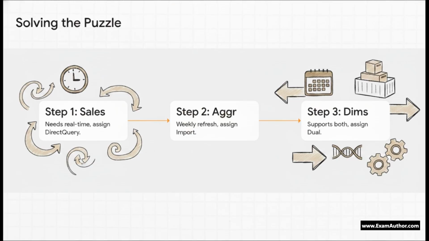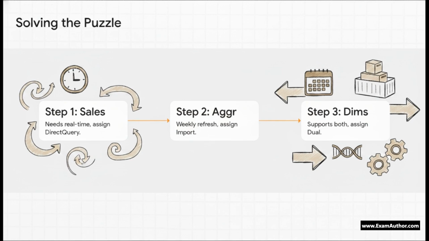Step 1, the prompt strictly says the sales table needs near real-time data. Boom, that means it absolutely has to be DirectQuery. There is literally no other way to get real-time. Step 2, sales aggregate only needs a weekly refresh, and we want to minimize load times. Perfect candidate for import mode. Step 3, well, now we have a conflict.